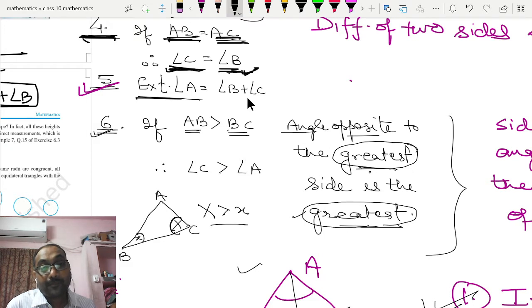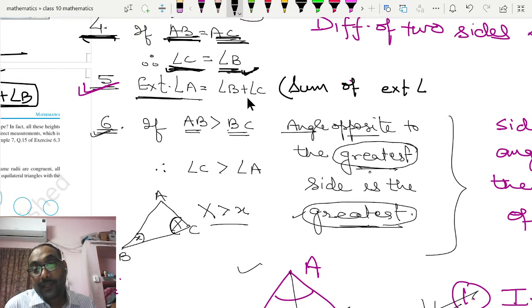Now, here we are writing sum of exterior angles of a triangle is equal to 360 degrees.